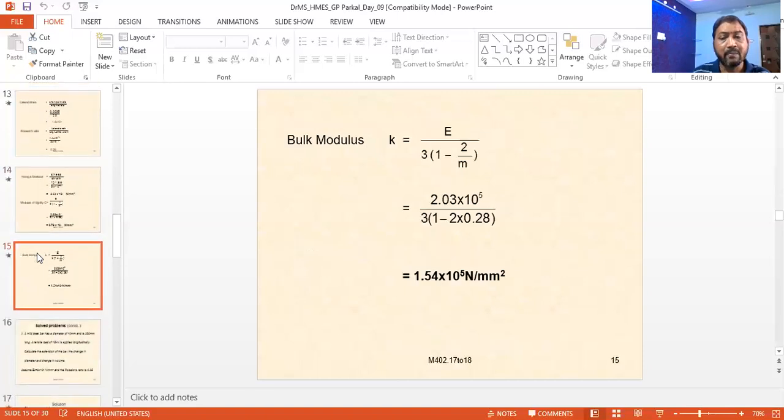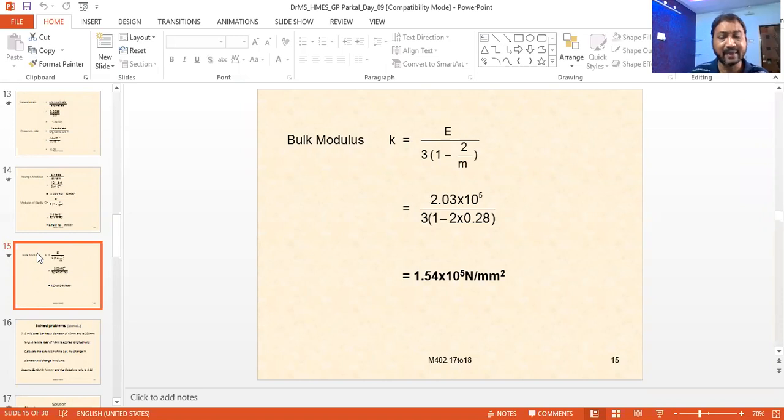The next one is the bulk modulus. For this also we have the equation E is equal to 3K into 1 minus 2 by m, and so K is equal to E by 3 into 1 minus 2 by m, where 1 by m is nothing but the Poisson's ratio value. By substituting those values, it comes to be 1.54 into 10 power 5 newtons per square millimeter.